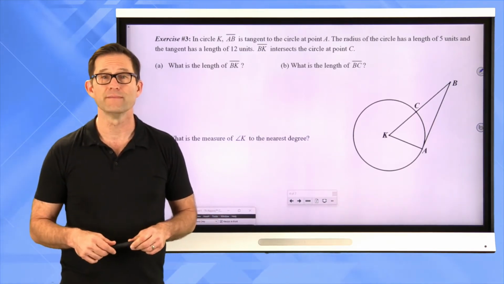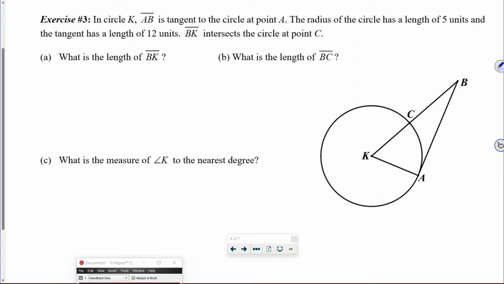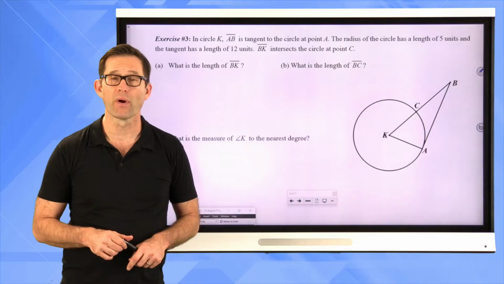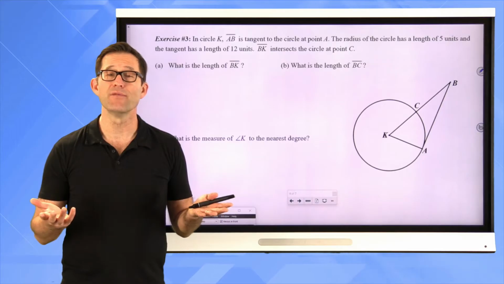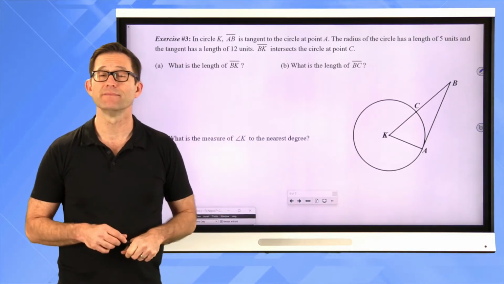Let's take a look at exercise number 3. In circle K, segment AB is tangent to the circle at point A. The radius of the circle has a length of 5 units, and the tangent has a length of 12 units. BK intersects the circle at point C. Letter A, what is the length of BK? Pause the video now and see if you can figure out the length of BK.